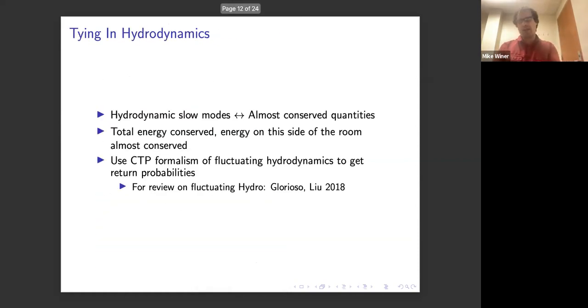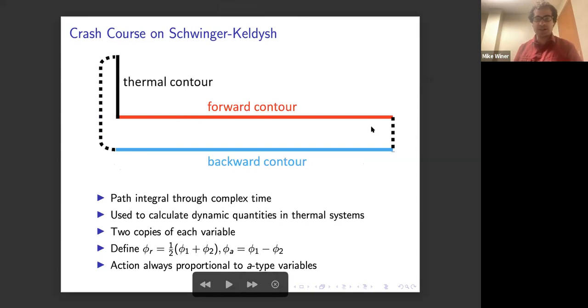So this is hydrodynamics on a Schwinger-Keldysh contour. For those of you who don't remember what that is, it's dynamics on a complex contour. We have a thermal circle here, then a forward and backward contour. We have two copies of every field, one on the forward contour, one on the backward contour.